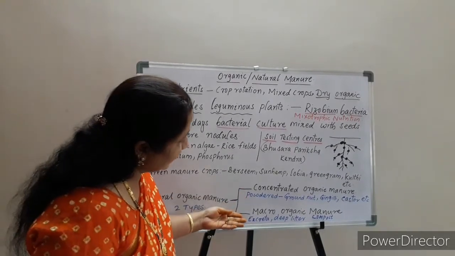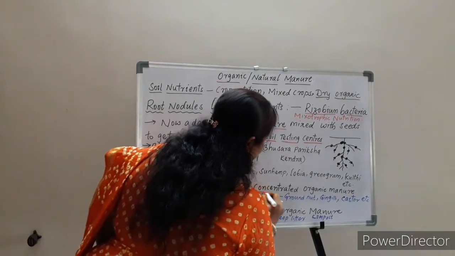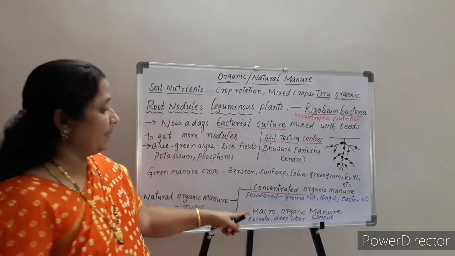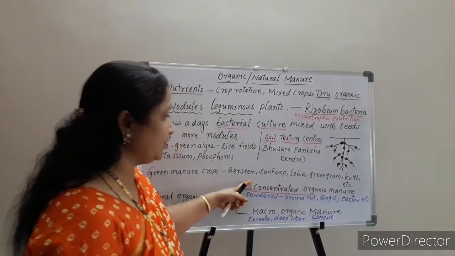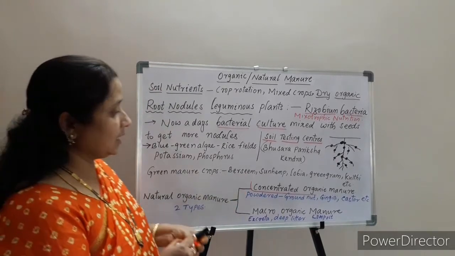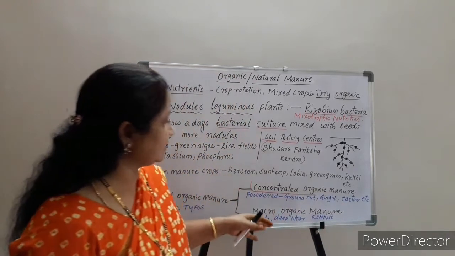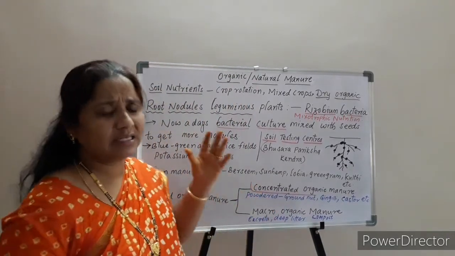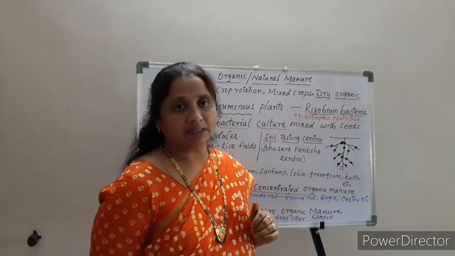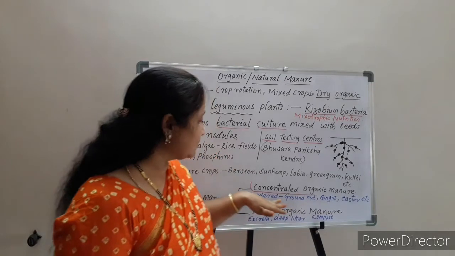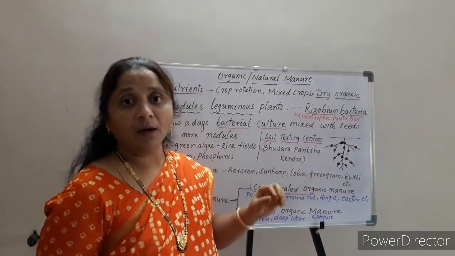Among these, concentrated organic manure is richer in nutrients when compared to macro organic manure. Concentrated organic manure consists of powdered groundnut, gingelly, castor, neem seeds, jatropha seeds. All these different types of seeds are powdered and applied in the agricultural fields. These powdered seeds can also be used as food for cattle and poultry.